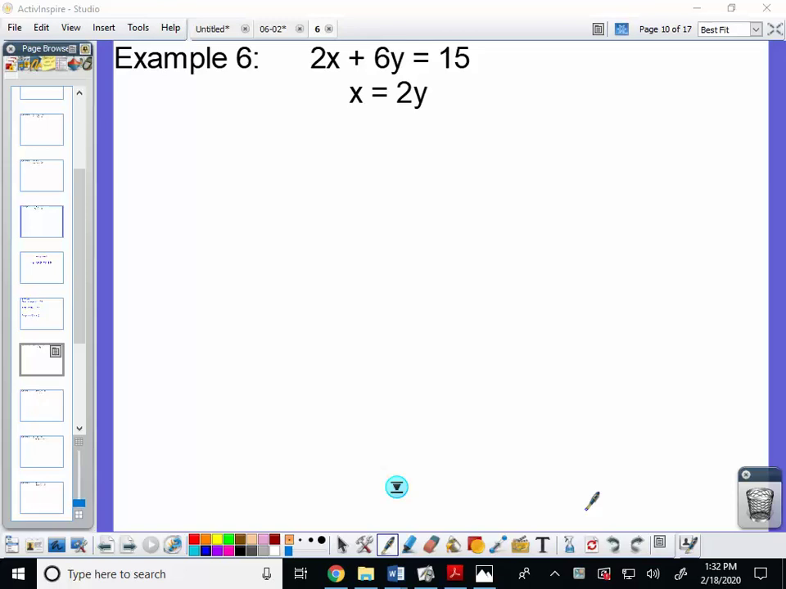Let's start off elimination. So let's start off with this example. 2x plus 6y equals 15, and x equals 2y. Write this down, please.